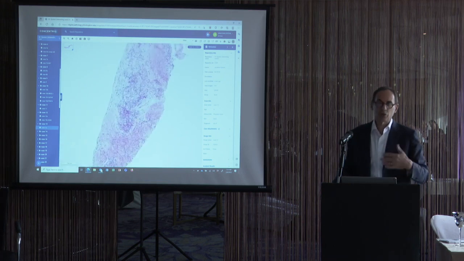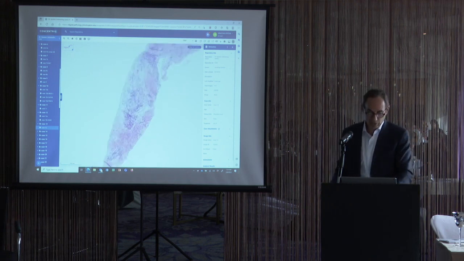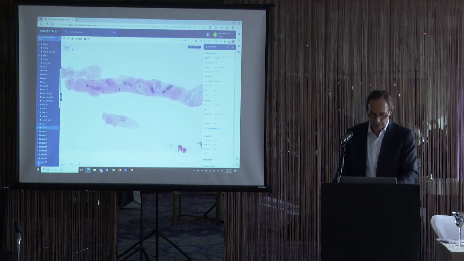So this is somebody with neurofibromatosis. And these are plexiform neurofibromas in the prostate. The only case I've ever seen. But they wanted to rule out a malignant peripheral nerve sheath tumor in this image.